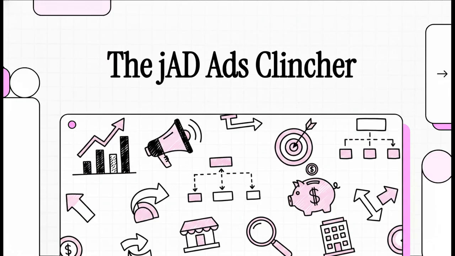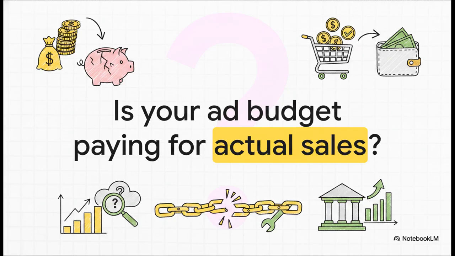It's called the jAD Ads Clincher. We're going to look closely at the source material from JumpAD to see exactly how they're tackling this massive efficiency gap for non-e-commerce businesses.